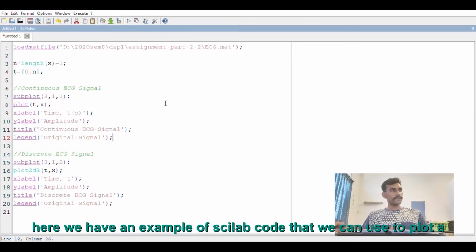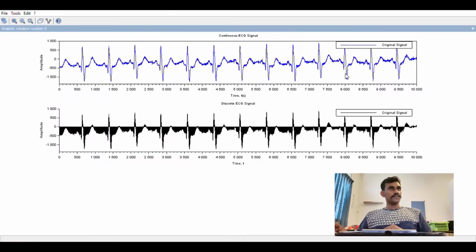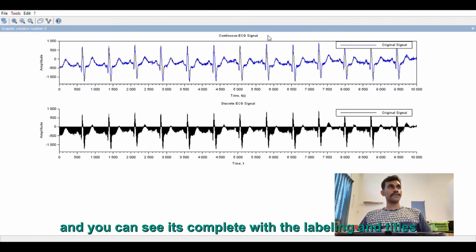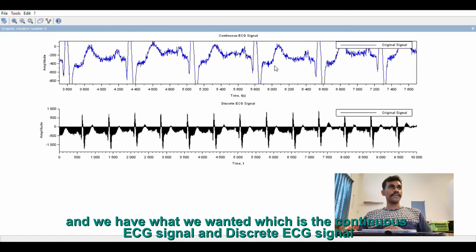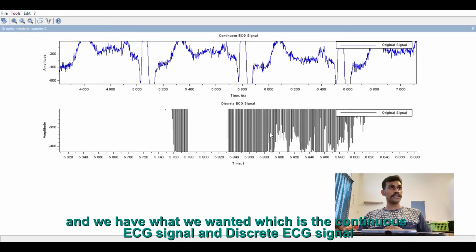We have an example of Scilab code that can be used to plot a continuous ECG signal and a discrete ECG signal. This is the result of the code that we have used, and as you can see, it's complete with the labeling and titling. And we have what we wanted, which is the continuous ECG signal and also the discrete ECG signal.